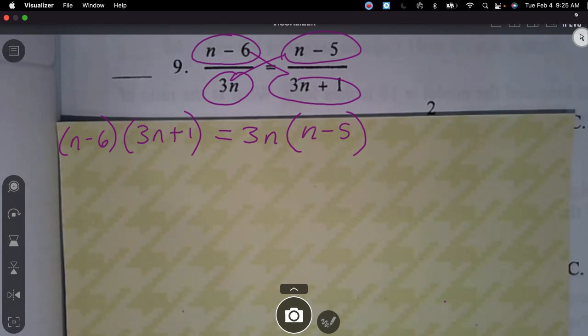Are we ready to keep going? Yes. Okay. Now, why is 3n not in the parentheses? Because if it was like 3n minus 1, then it would have 2 parts. But see how it's only one term? It's not 2 terms. If it's one term, we just keep distributing.